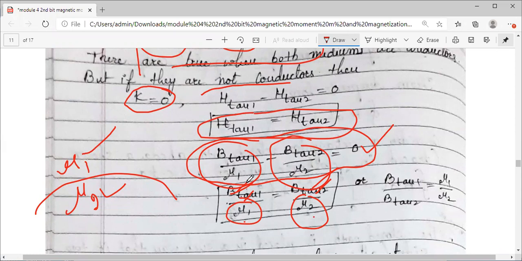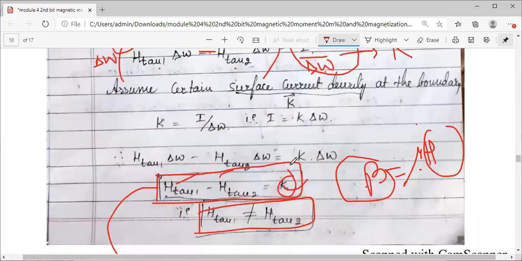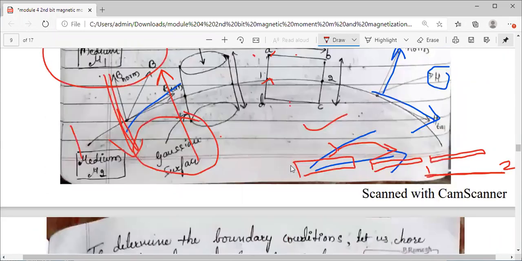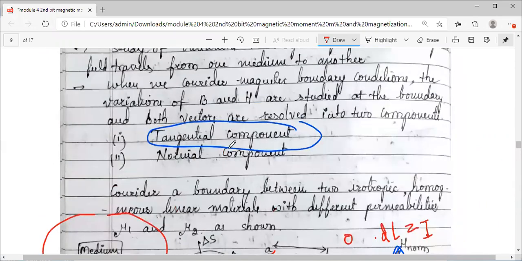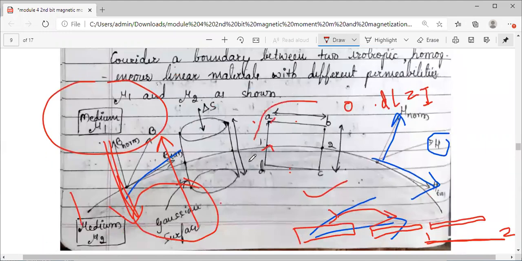Whenever the field enters from one medium to another, from one material to another, these tangential components are discontinuous. H tangential components are continuous provided K is 0. This is about the tangential component. Now let us talk about the normal component. So we have to discuss two different components. You can observe the figure here. Initially we stated we have to discuss tangential and normal. For tangential, we considered this rectangular loop in the figure.